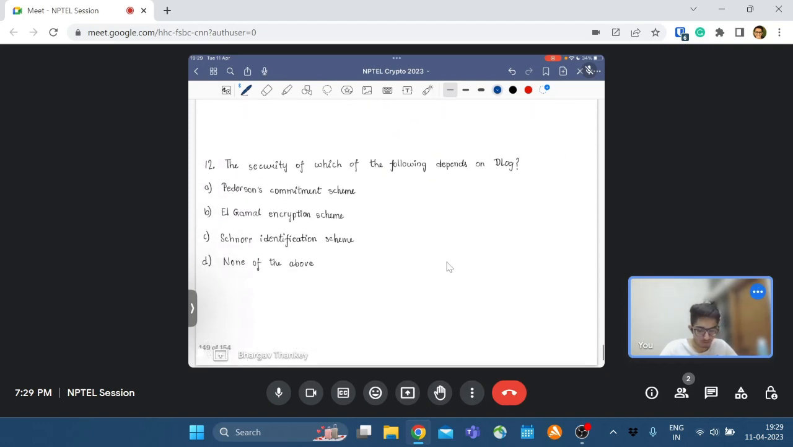Now let's look at the next problem. So the next problem is the security of which of the following depends on the D-log problem or the D-log assumption. Option A is Pedersen's commitment scheme. Option B is Elgamal encryption scheme. Option C is Schnorr's identification scheme. And option D is none of the above.